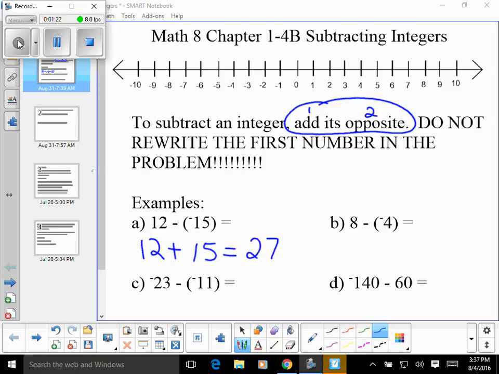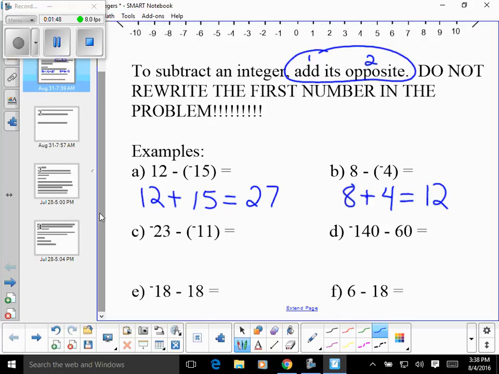In example B, 8 does not change. Subtraction becomes addition. The negative 4 becomes 4 because we are now adding the opposite of that second number. Now I'm adding positive 8 and positive 4. My answer will be 12.